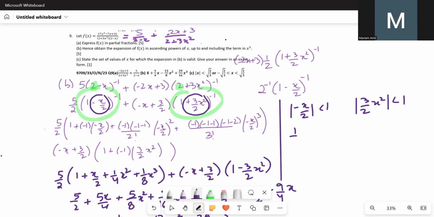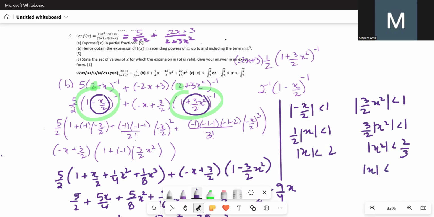We're going to solve both of these for modulus of x and then choose the smaller answer. Okay, so what happens? You can take the coefficient out and it becomes positive because of the modulus. So this is modulus of x is less than 2. For the other one, we get 3 over 2 outside, modulus of x squared less than 2 by 3, and square root both sides, modulus of x is less than square root of 2 by 3. So this is the smaller answer, which will be our only answer.